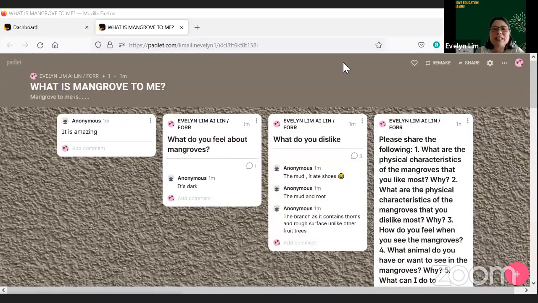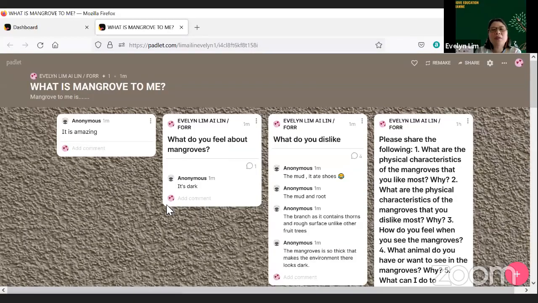What is the feeling that you get when it is dark? My dear, you can actually unmute yourself and answer me, yeah? Anyone would like to answer me? Okay, the mangrove is so thick that makes the environment there looks dark. All right, so that's one perspective from the participants to explain why it is so dark. All right, anybody else?